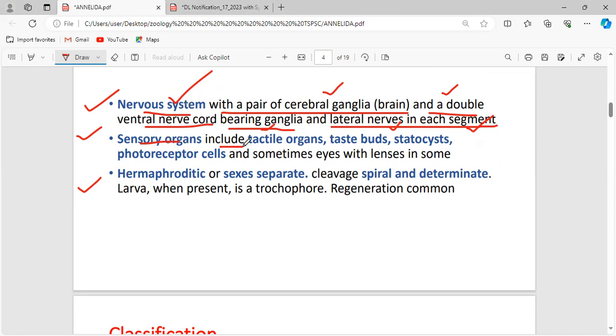Now, sensory organs. The nervous system is very well developed. The sensory organs include tactile organs, taste buds, statocysts, photoreceptor cells, and sometimes eyes with lens in some organisms. So the sensory organs are also very well developed. Hermaphrodite animal, or sexes are separate? Whether it is monoecious or dioecious, just answer for yourself. A hermaphrodite animal is said to be monoecious.